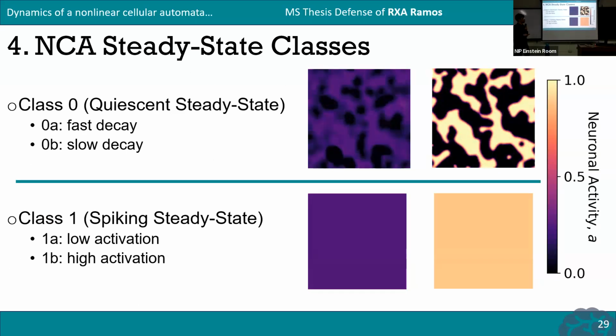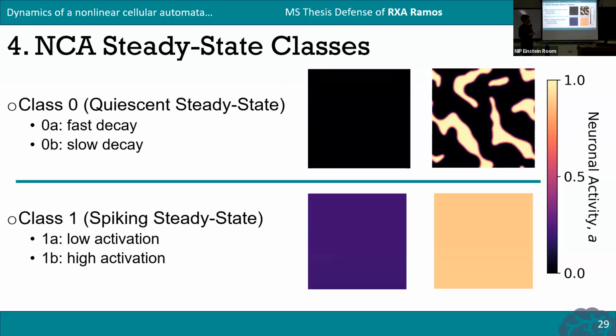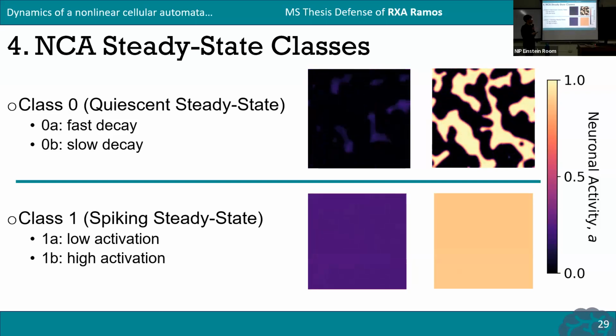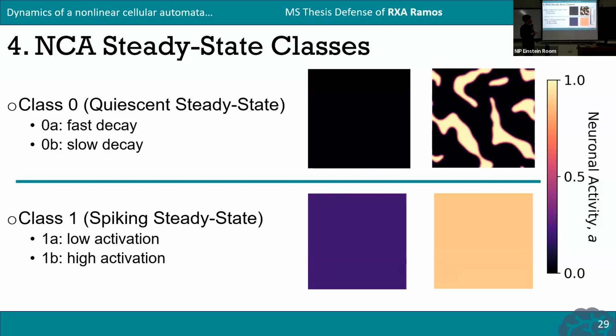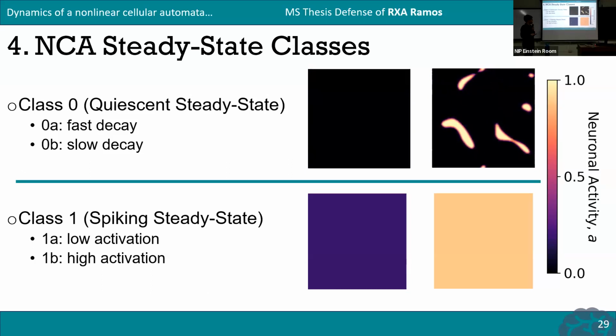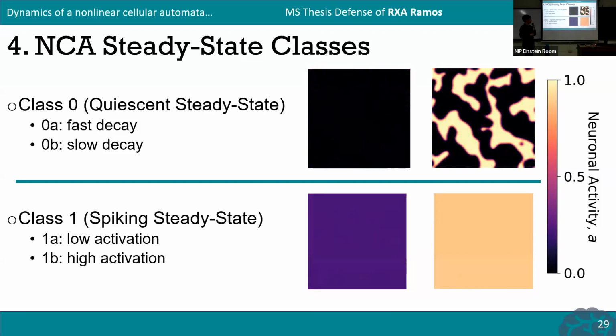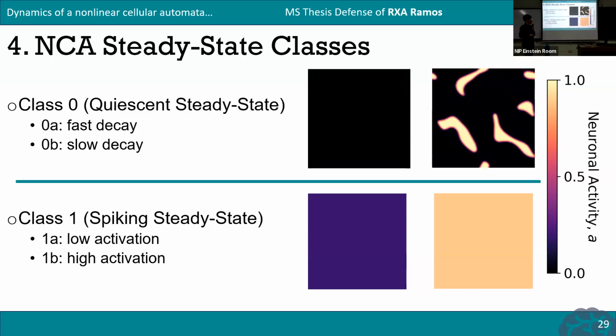Shown here are the spatiotemporal activity for each of the subclasses. For class 0, or the quiescent steady state, we have this fast decay to 0 or to inactivity, and a slow decay to a 0 steady state. And here we have the spatiotemporal activity for the spiking steady state with low activation and high activation. The colors here represent the neuronal activity for each neuron.